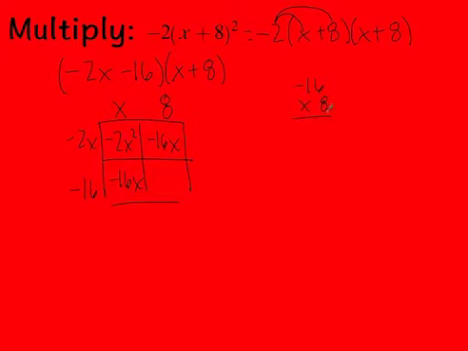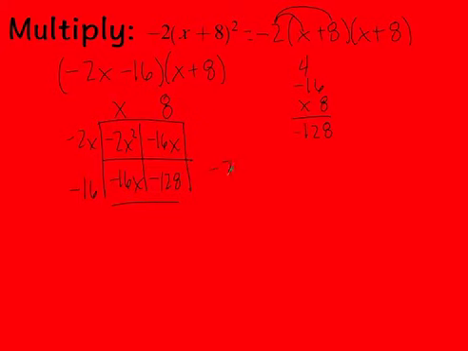So we would do 6 times 8, which gives us 48. And then 8 times 1, which is 8, plus 4, which is 12. Because we've got one negative, one positive, our answer is going to be negative, so negative 128.